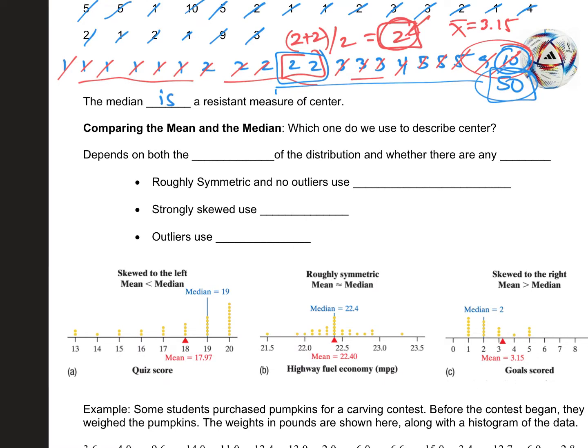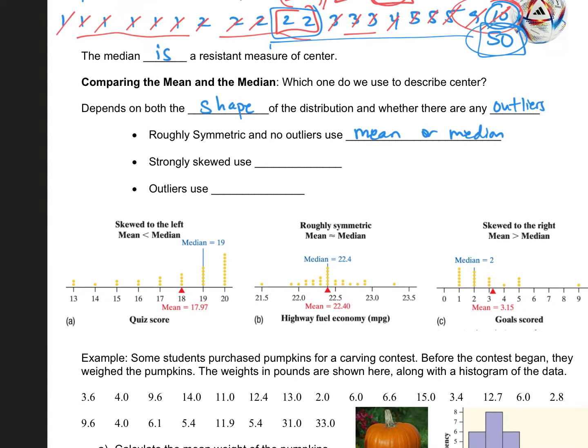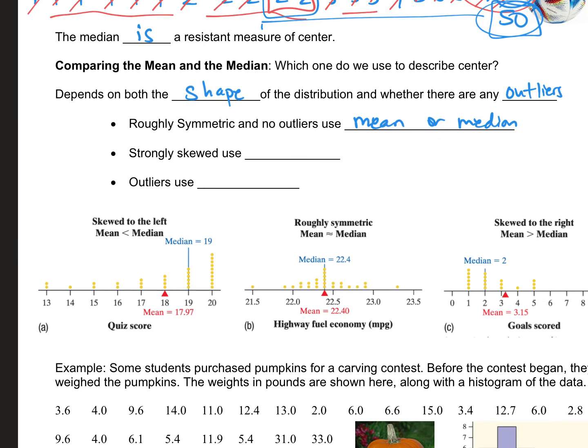Well, it's going to depend on the shape. Okay, we talked briefly about this, of the distribution and whether there are any outliers. So those are going to really affect the mean if the shape's not quite right or there are outliers. So roughly symmetric and no outliers, you can use either one. Usually we use the mean, but the median's fine too because they're going to be about the same number anyways. If it's strongly skewed, we'll use the median. And if there are outliers, we'll use the median.